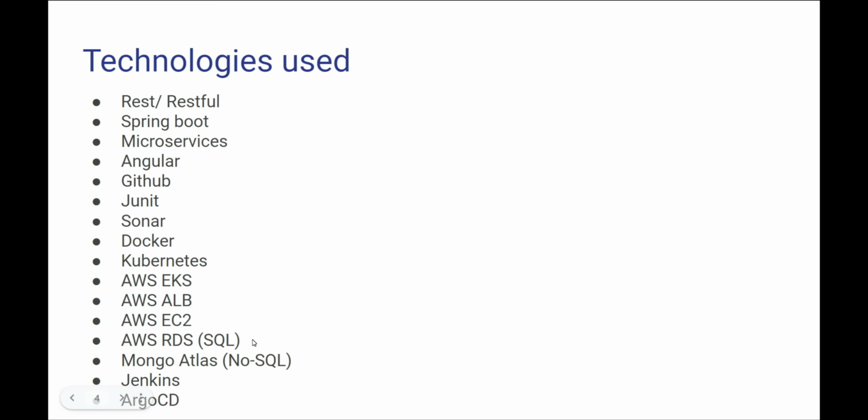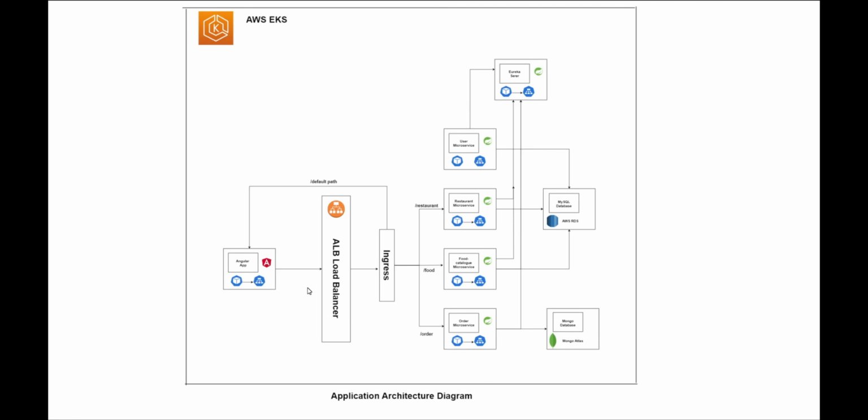Also, we have used SQL as well as NoSQL, that is, MongoDB and SQL. On AWS, for the SQL we have used RDS, and Jenkins and Argo CD for the CI/CD pipeline. Also, this is the architecture of the application that we have created, where the front end is Angular and the back end is microservices.